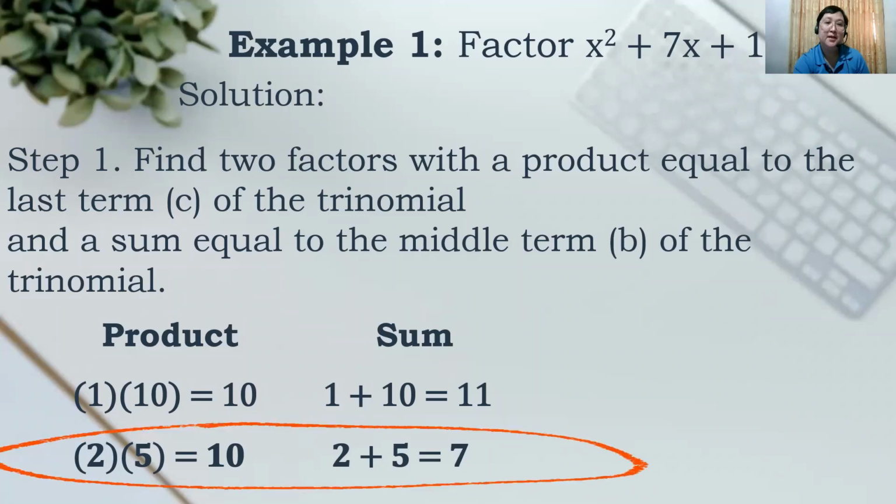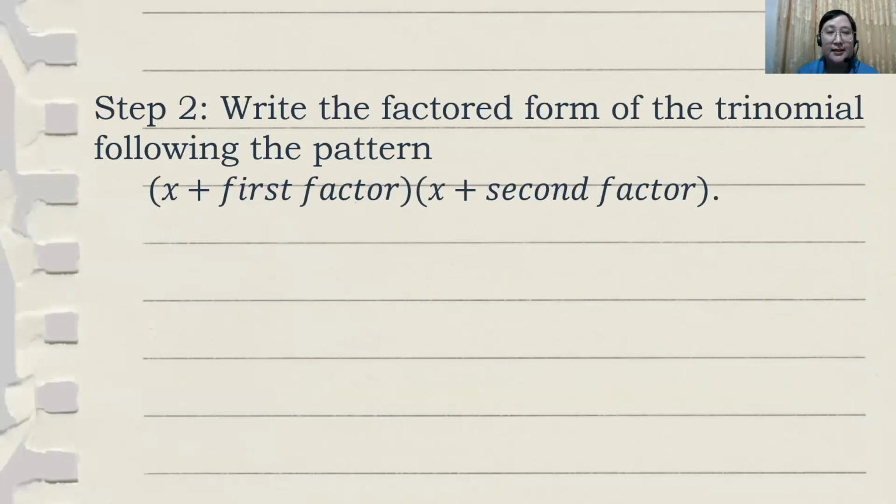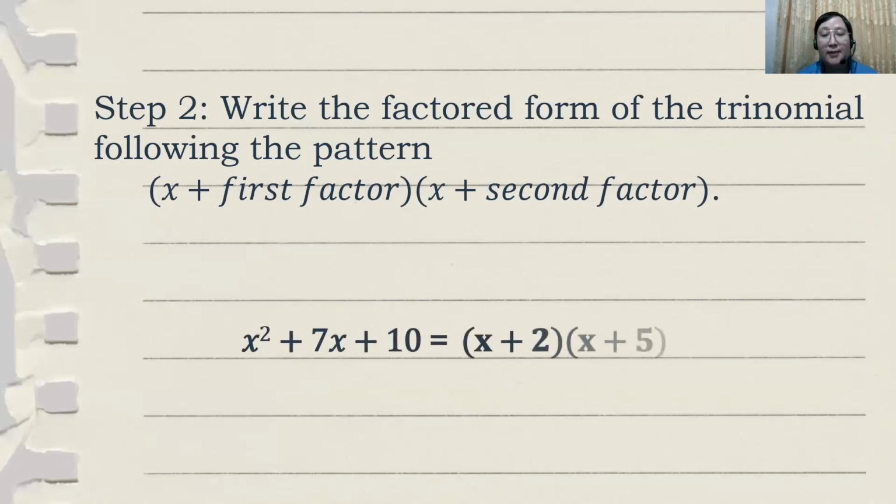So 2 and 5. And the second step: write the factored form of the trinomial following the pattern. Quantity x plus the first factor, quantity, multiplied by quantity x plus the second factor, quantity. So how will we write that? We have x squared plus 7x plus 10. The factors are quantity x plus 2 quantity multiplied by quantity x plus 5 quantity.